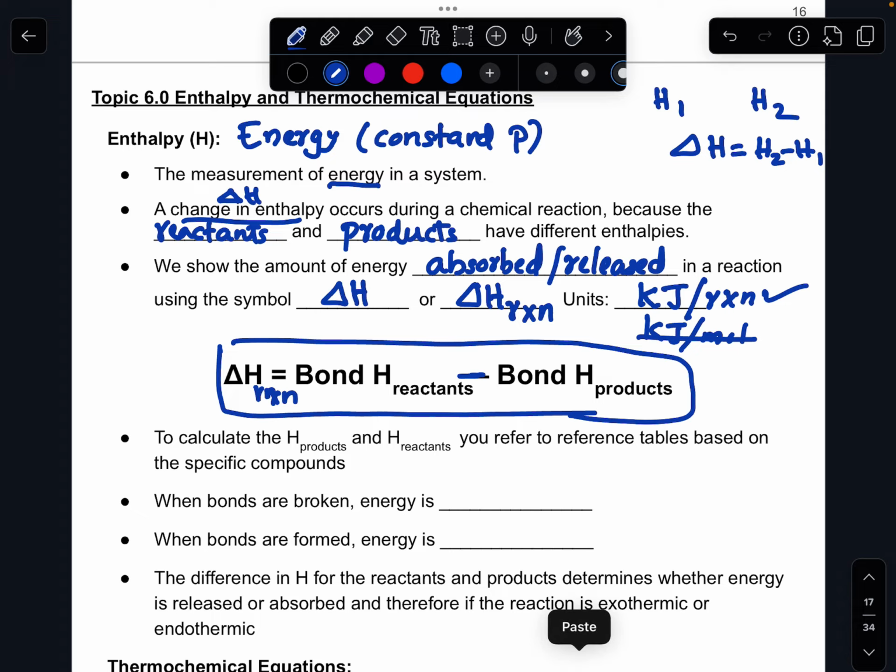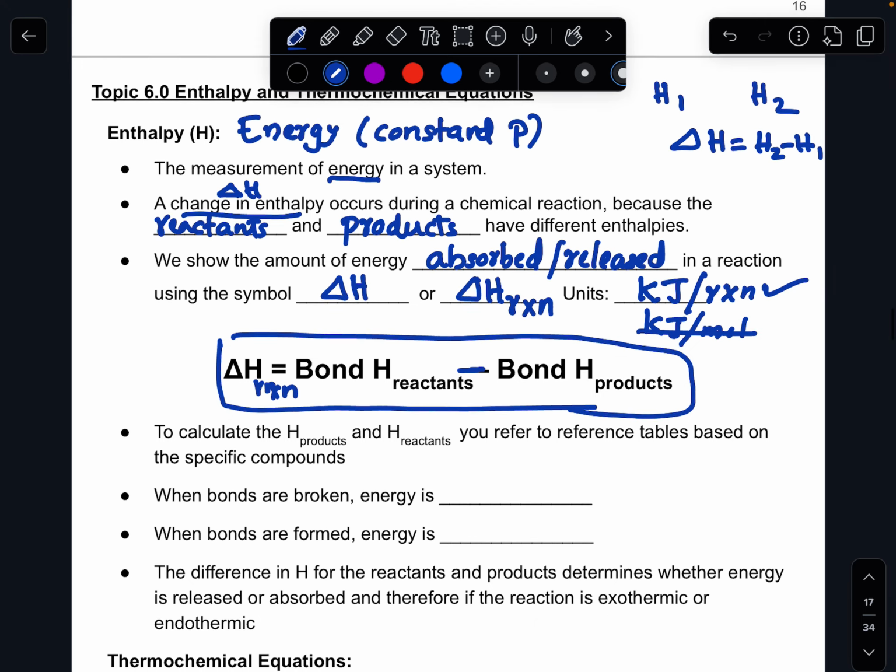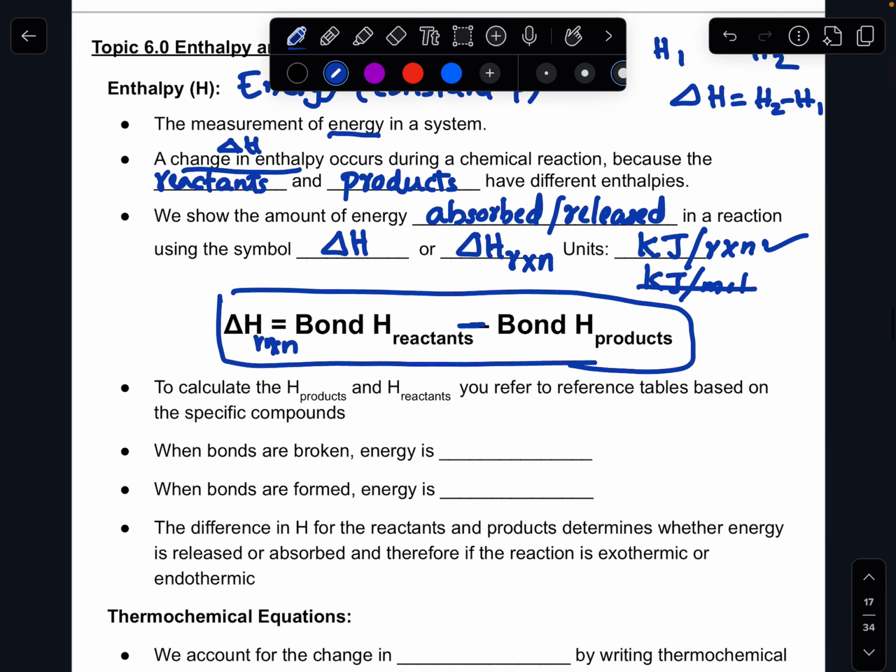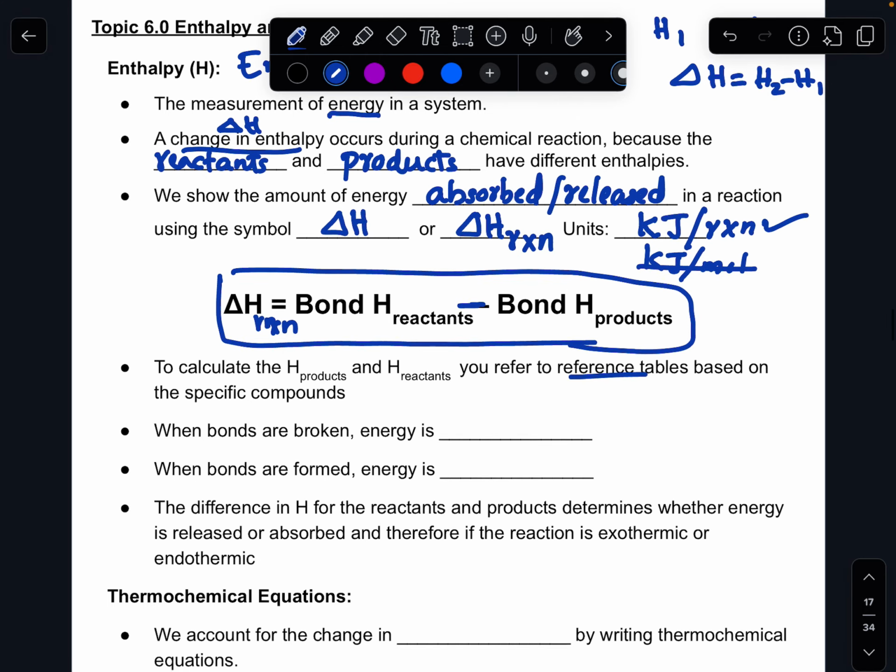If more energy is needed for breaking the bonds of reactants compared to the products, that means that reaction will be absorbing heat. If it is the other way, it will be releasing heat. So to calculate enthalpy of products and reactants, reference sheets are given there. The bond energies are given.